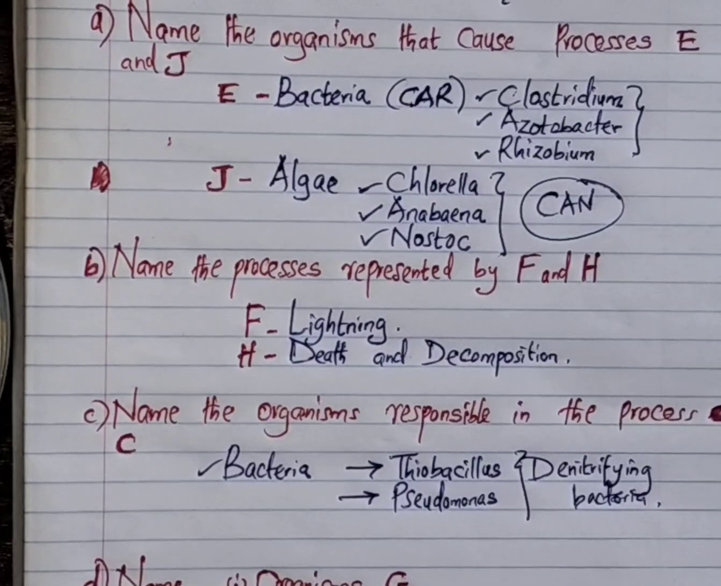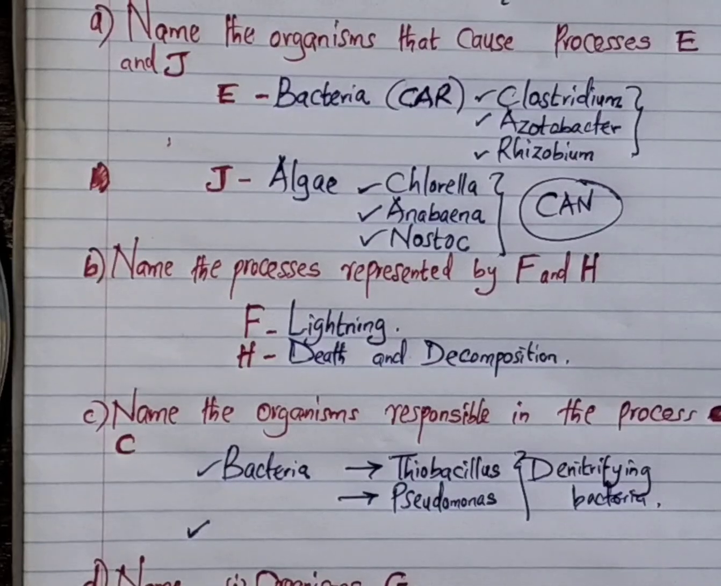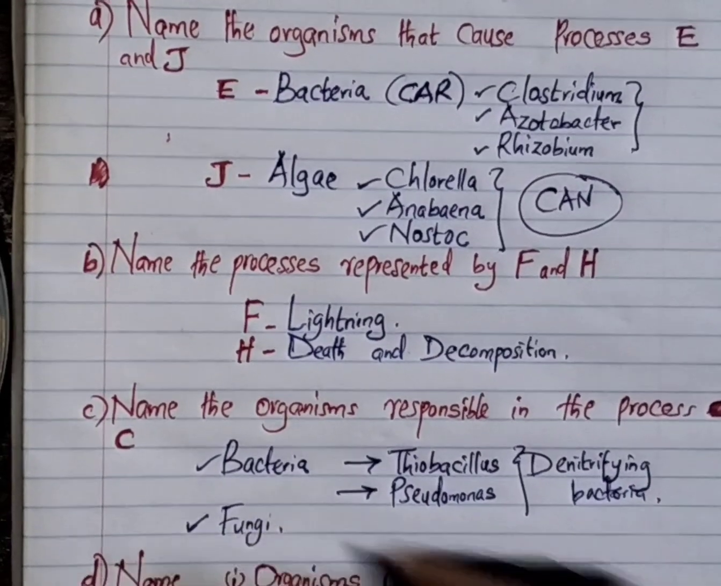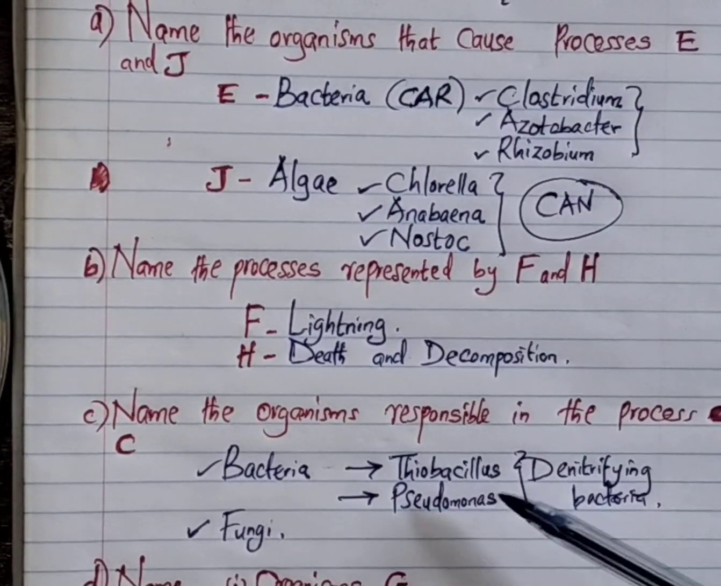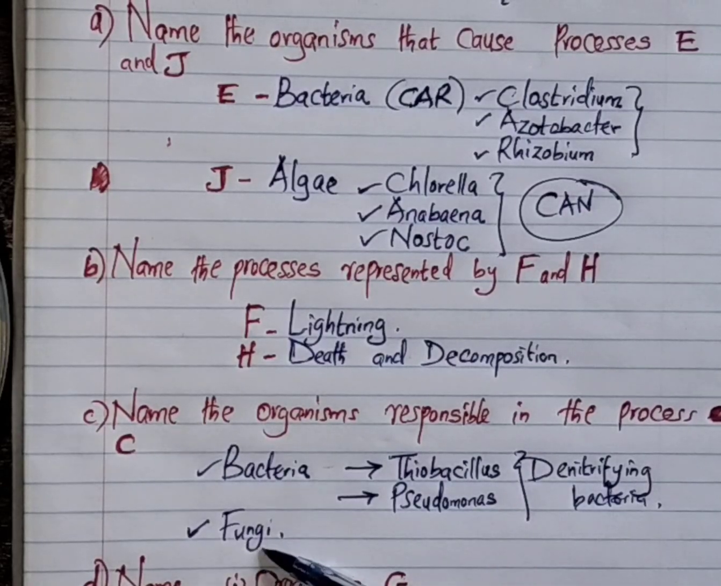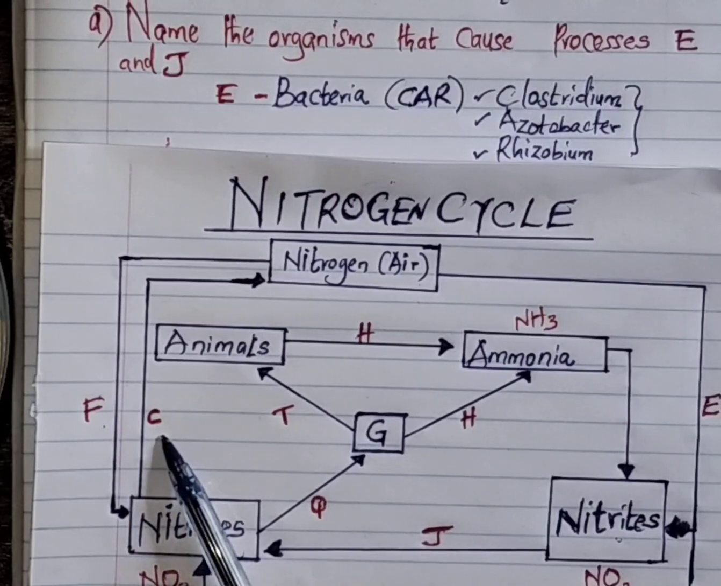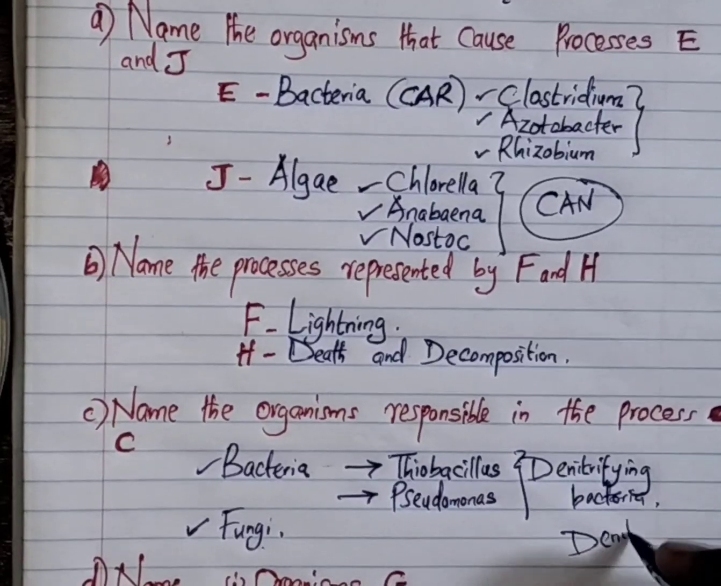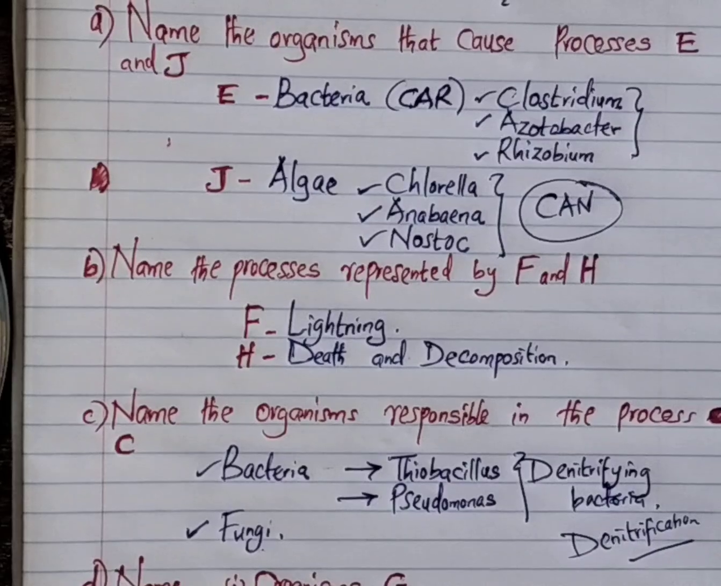We also have some fungi that do the same work. So we have bacteria, and the examples of the denitrifying bacteria are two, Thiobacillus and Pseudomonas, and of course we have fungi. So the process C is called denitrification. Next question.